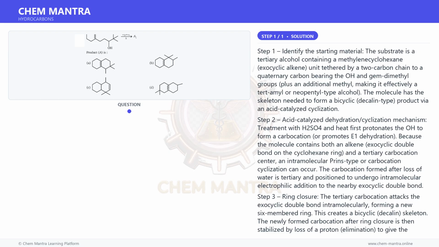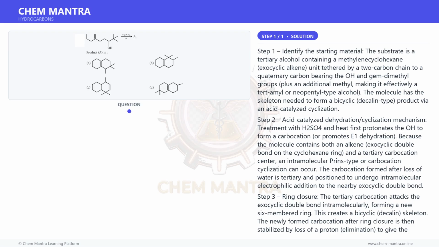Step 5. Why other options fail? A. Places the gem dimethyl and extra methyl in a different connectivity that does not match the regiochemistry of the carbocation closure. C and D have incorrect double bond positions or methyl group distributions inconsistent with the Markovnikov thermodynamic product of this specific cyclization.